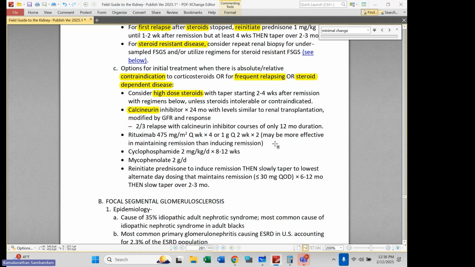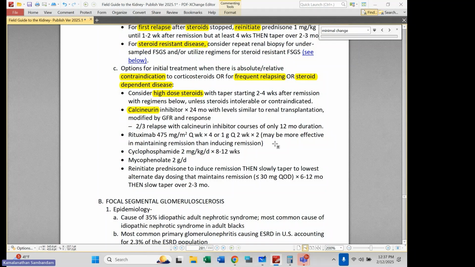Once they get into remission, you peel off the steroids fast. You don't have to commit to 8 weeks or 16 weeks. As soon as they get into remission, and as soon as I have a therapeutic calcineurin level, I start tapering that steroid. Okay.